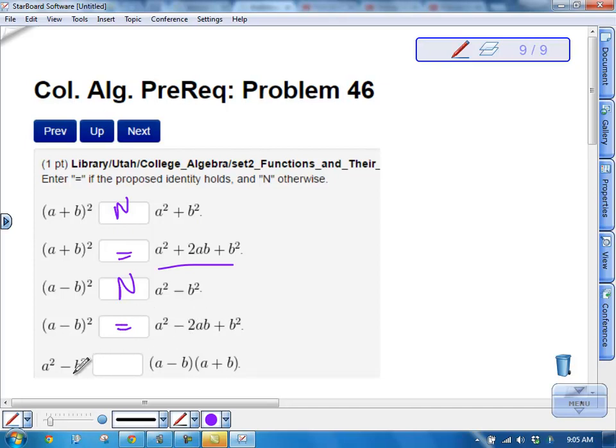And this is a difference of 2 squares, which does follow this pattern right here. So if you have x minus 2 times x plus 2, that is the same thing as x squared minus 4, which is exactly what this is saying. That's a difference of 2 squares. It's a pattern that you're going to have to memorize. One of the few things you'll have to memorize, hopefully.